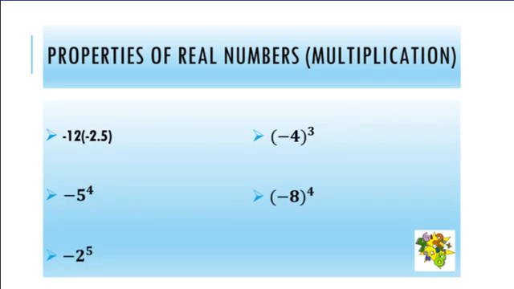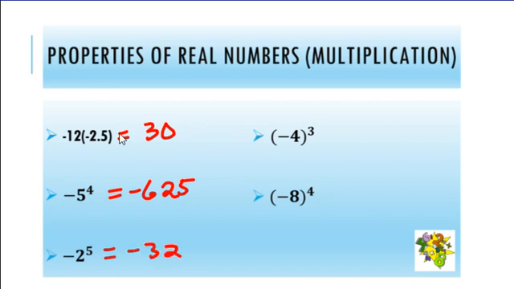Other examples, we got -12 times a -2.5 gives us an answer of positive 30. Negative times a negative is a positive. And we have a -5 raised to the 4th power gives you an answer of -625. Again, there is no parentheses, so our answer is going to be negative. Next one, -2 to the 5th power. 2 to the 5th power is 32 times a -1 equals a -32.